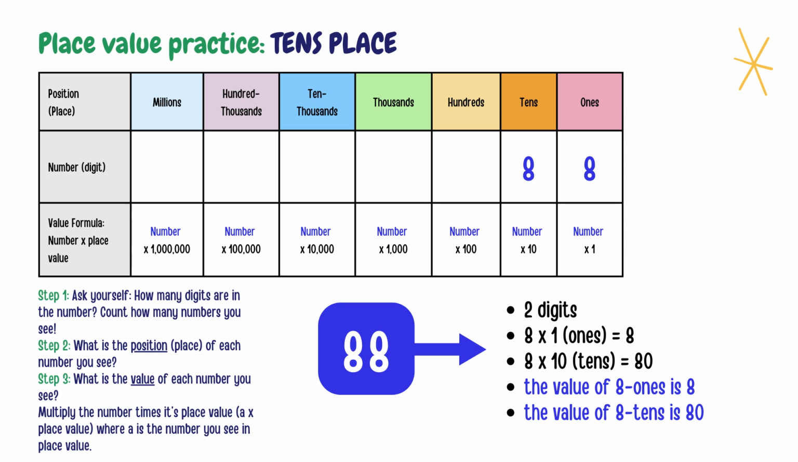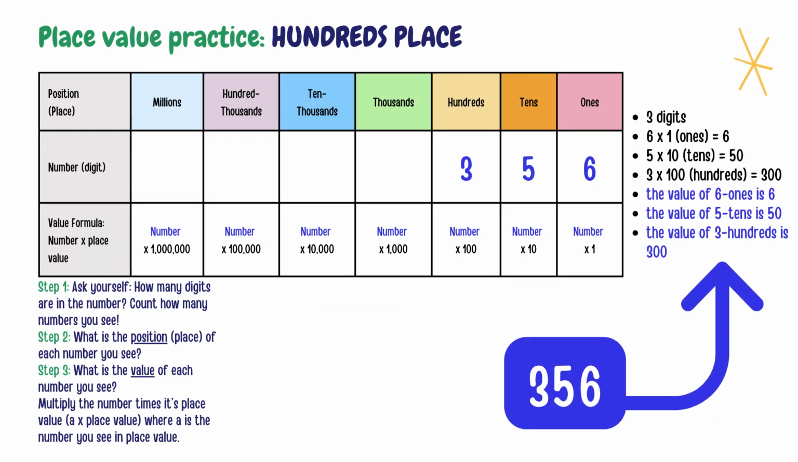Step 2, what is the position or place of each number you see? We have an 8 in the ones place and we have an 8 in the tens place. Step 3, what is the value of each number you see? The value of 8 ones is 8 and the value of 8 tens is 80. At this point, I am confident that you are now a place value pro.